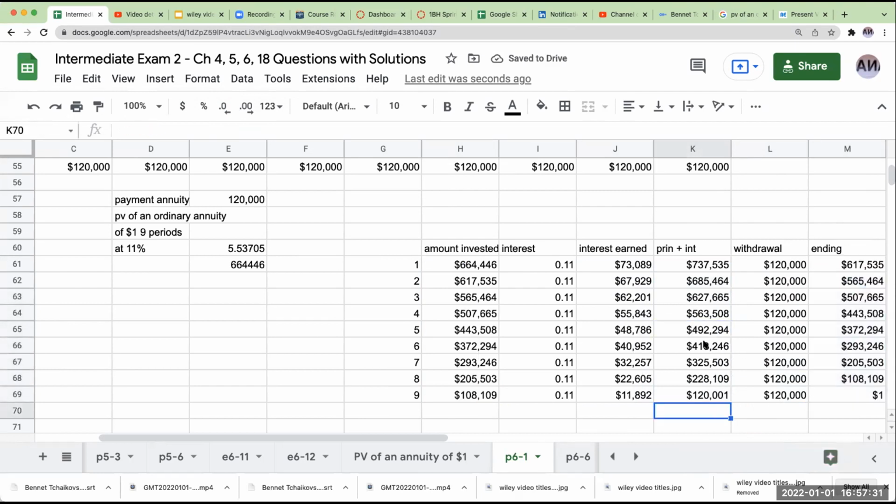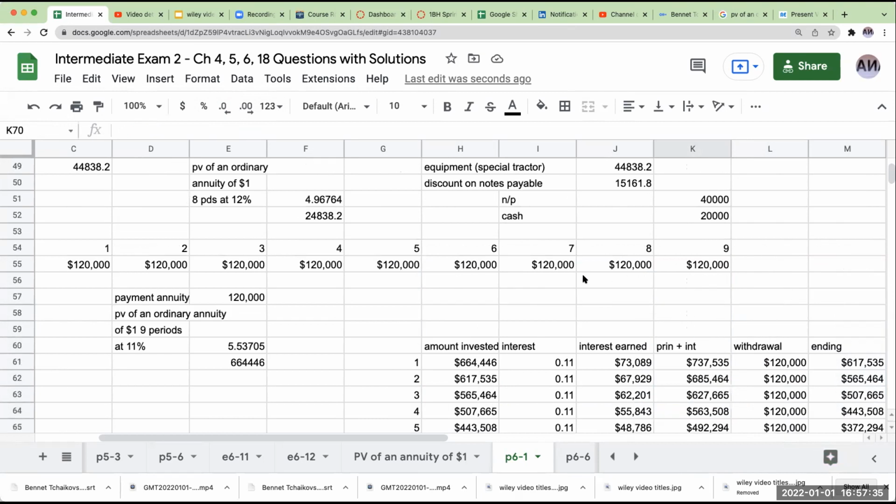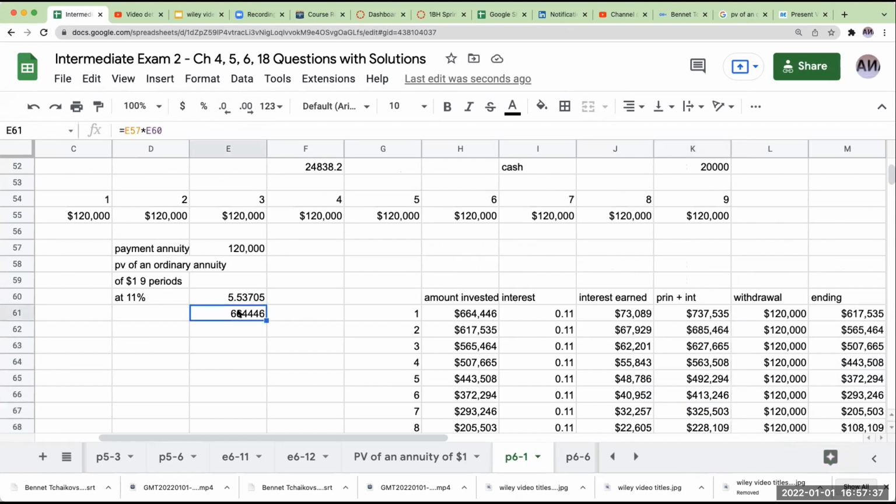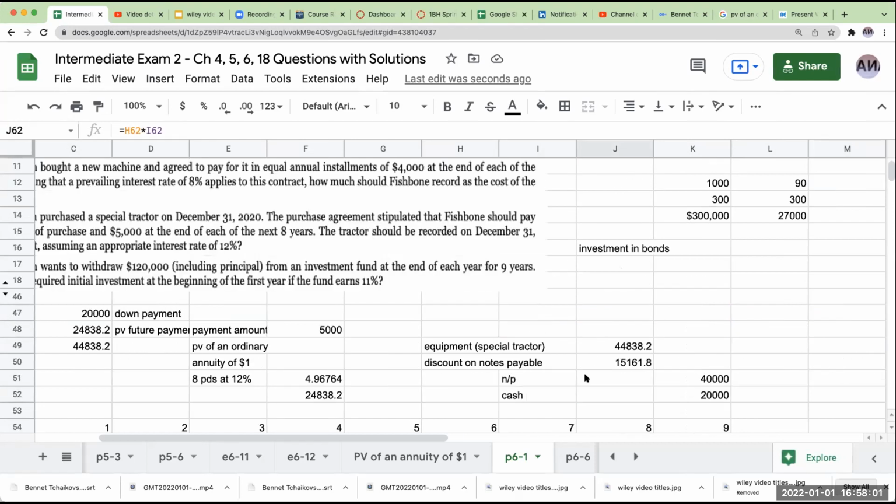I like doing that sometimes if something doesn't really make sense. But as you can see, this actually works. So if I invest 664,446 today, it earns 11%, so I get interest of 73,089. The value of the principal plus the interest is 737,535. But I take out 120, and my ending balance is now 617,535. That becomes my beginning balance for the following period at 11%, and so on and so on.